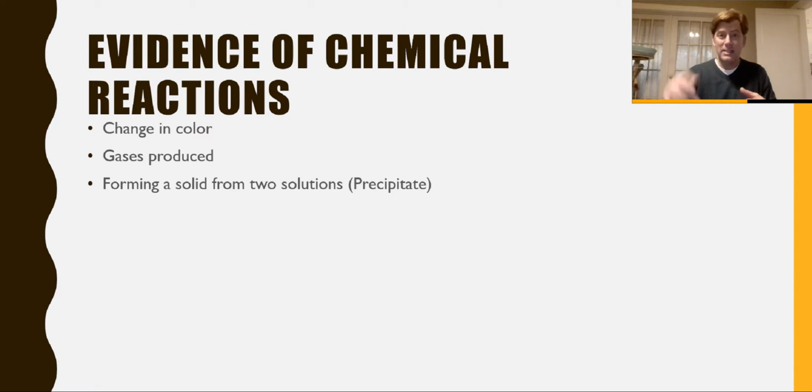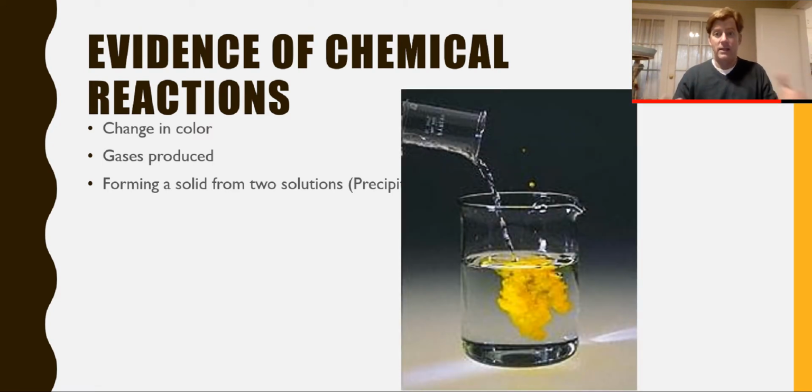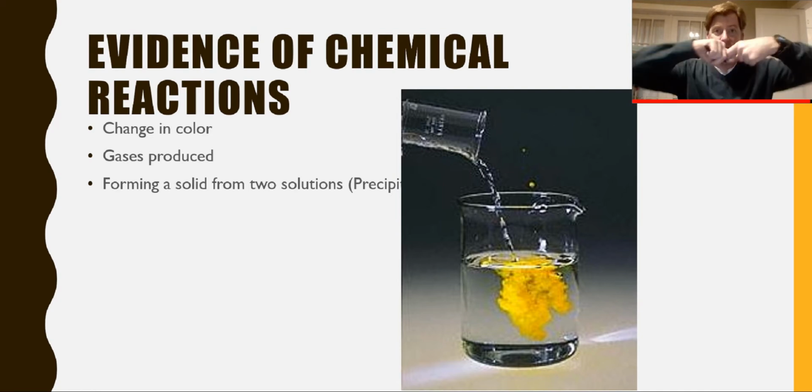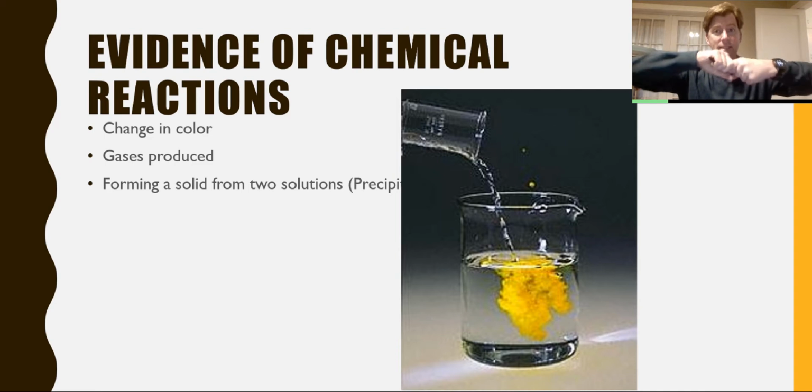But if we mix that with something else and make a solid out of it, then that would be something new. Here you can see there's two clear solutions, and all of a sudden it turns yellow. It's weird, right? So that is something different. That is a precipitate, specifically happening from two solutions where things are dissolved in there, and they meet up, and two of them meet up and lock together that won't get pulled apart.